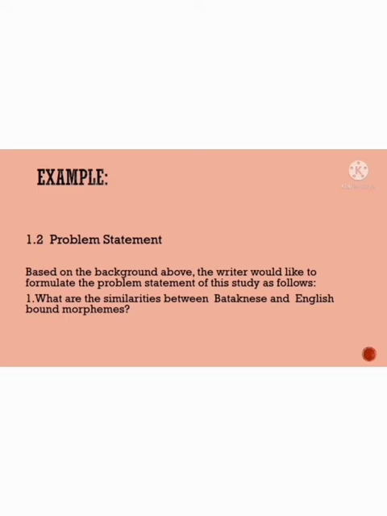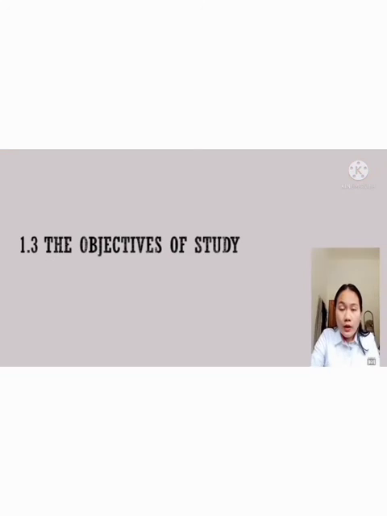For the example of the problem of study, I'm still taking the same thesis, Bound Morphemes in English and Bataknese. In this thesis, we can see that the writer chose the problem of the similarities between Bataknese and English bound morphemes. 1.3 is the objectives of study.